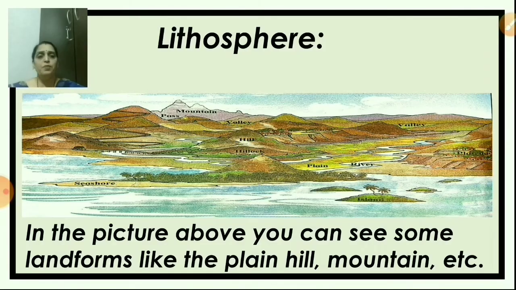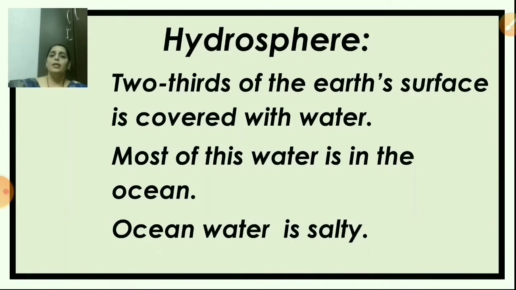Okay students, now we will see the next one, hydrosphere. Hydrosphere means water. 2/3 of the earth's surface is covered with water. Most of this water is in the ocean. Ocean water is salty. Now, 2/3 means out of the 3 parts, 2 parts are covered with water.